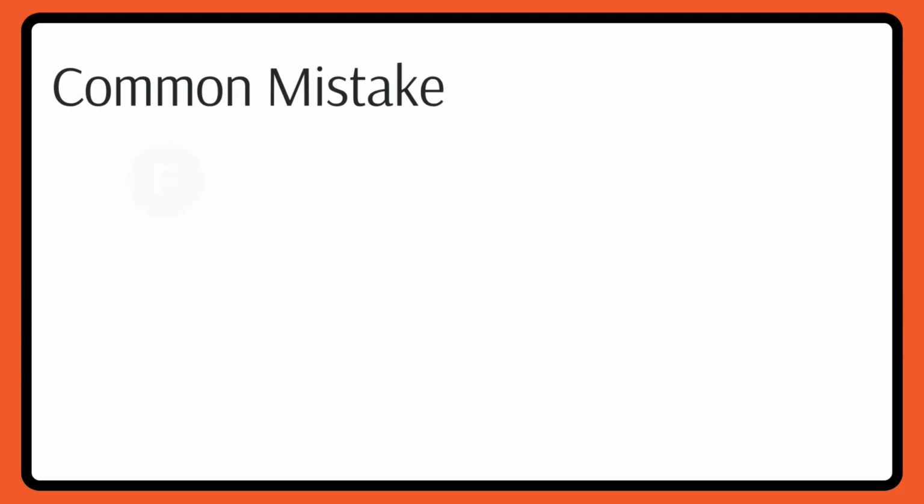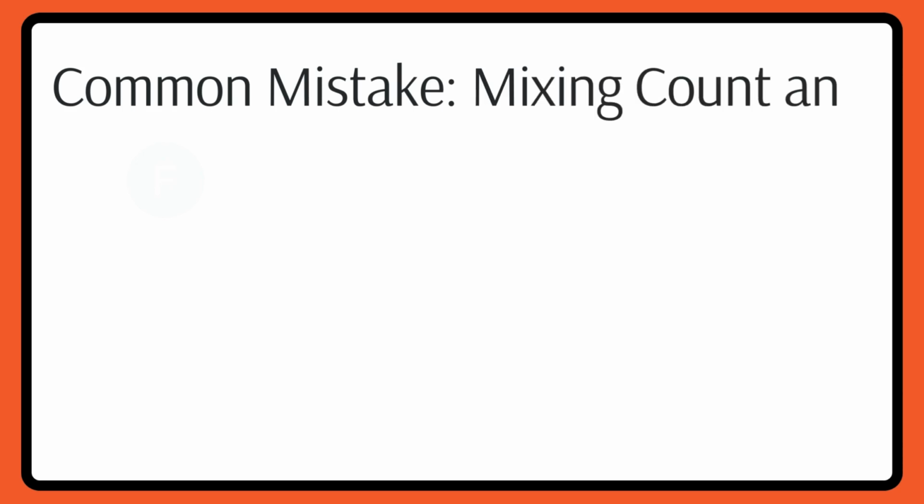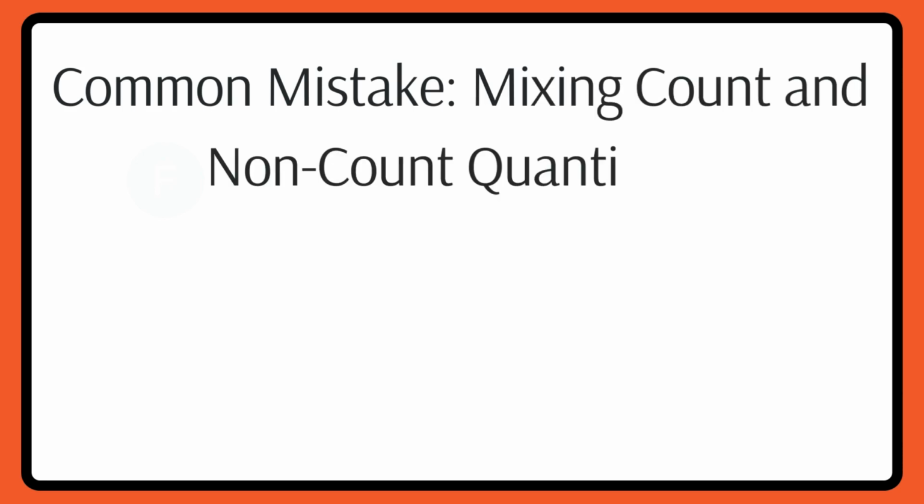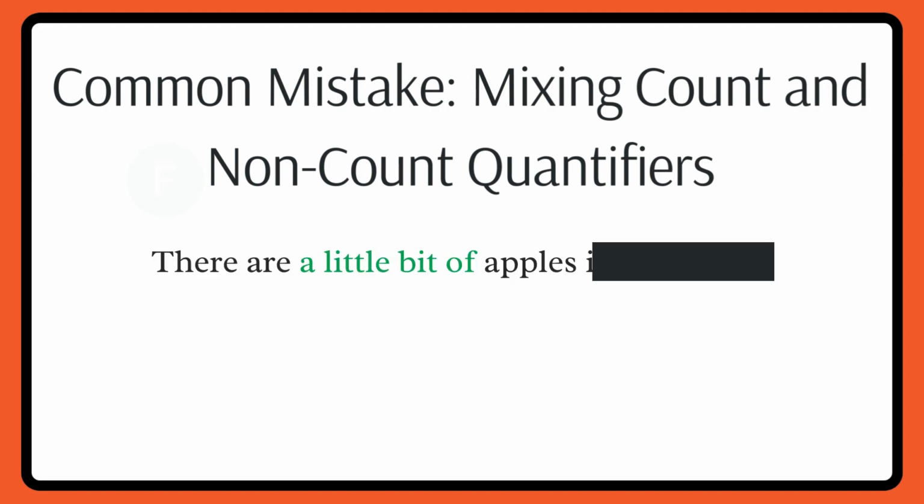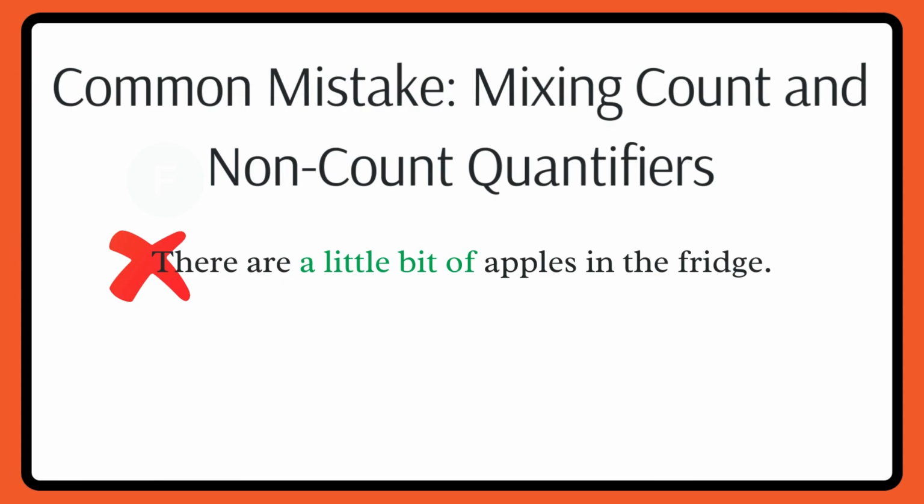Another common mistake is mixing up count and non-count noun quantifiers. There are a little bit of apples in the fridge. This is incorrect. A little bit of is a non-count noun quantifier. So for apples, which is a count noun, we would need to say something like a couple of. There are a couple of apples in the fridge. Or a few. There are a few apples in the fridge.